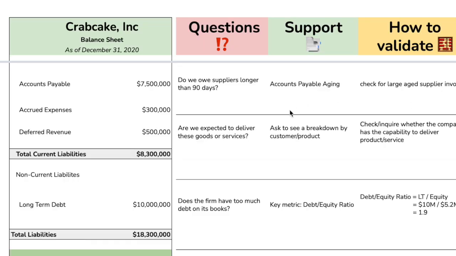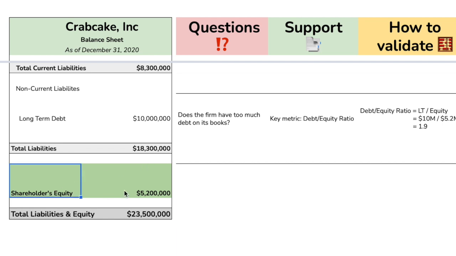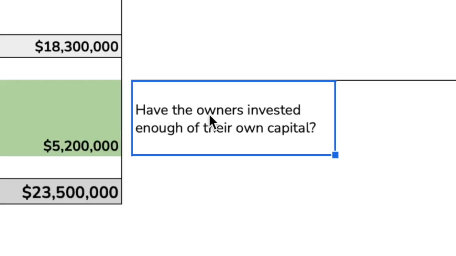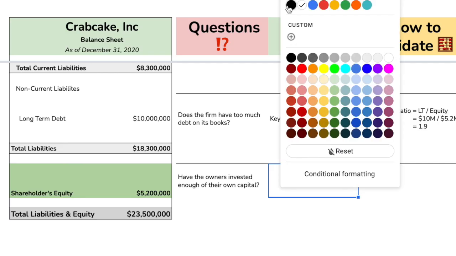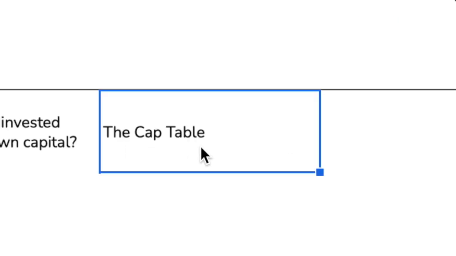Now, my fourth and final question is going to be related to shareholders' equity. And the company has a balance of $5.2 million. And my question is, have the owners invested enough of their own capital in the business? Because obviously when the owners invest their own money in the business, you know that they have good faith in the business. So the support I'm going to need to see here is the cap table, or the table summarizing the capital of the company, to see who is invested in the company.